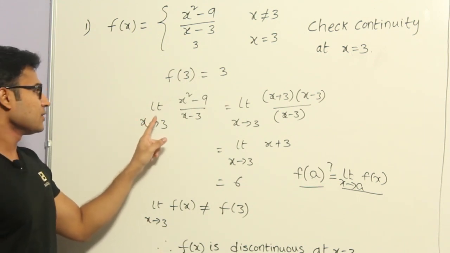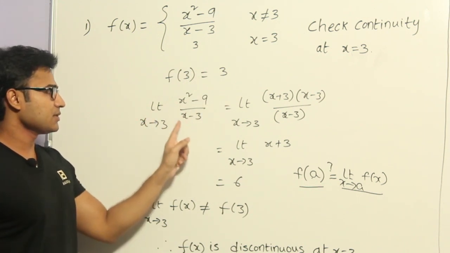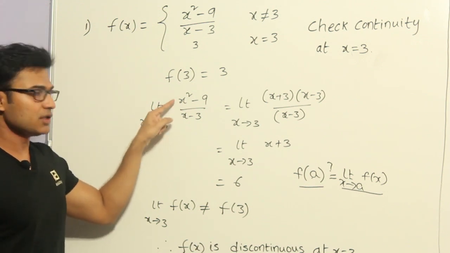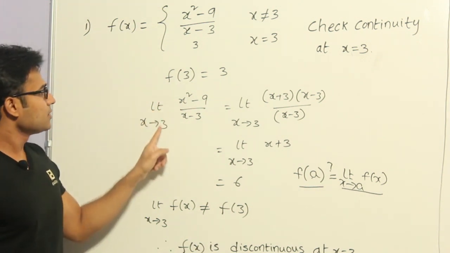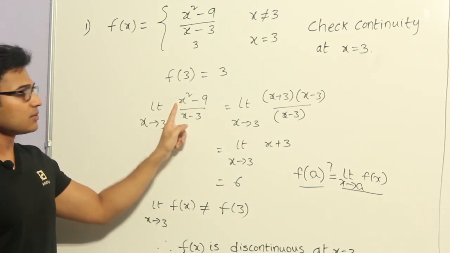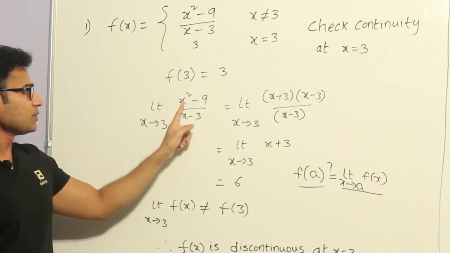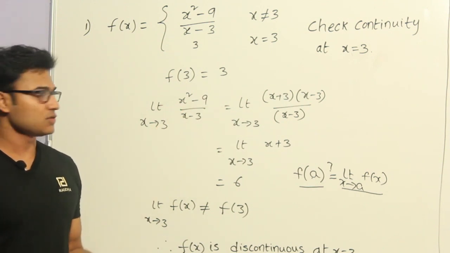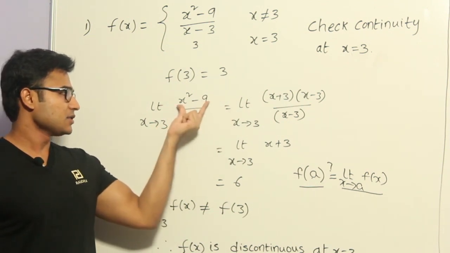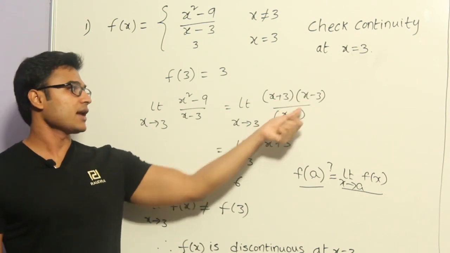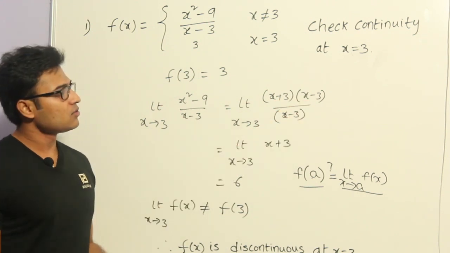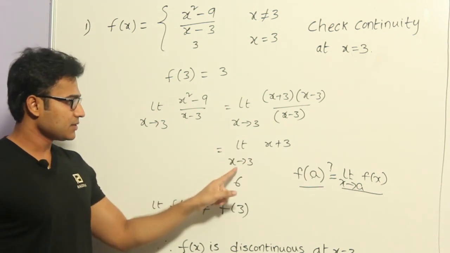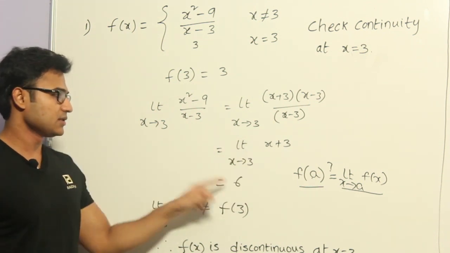Now what about the other one? The limit as x tends to 3 of (x² − 9)/(x − 3). We have to find it out. If I put 3 there, it is going to be 0 by 0 form. So I am going to convert it using factorization. I am just writing it like this, and then I can cancel out these two. Now it is no more in 0 by 0 form. Now we got x + 3. The limit as x tends to 3 of x + 3 is nothing but 6.